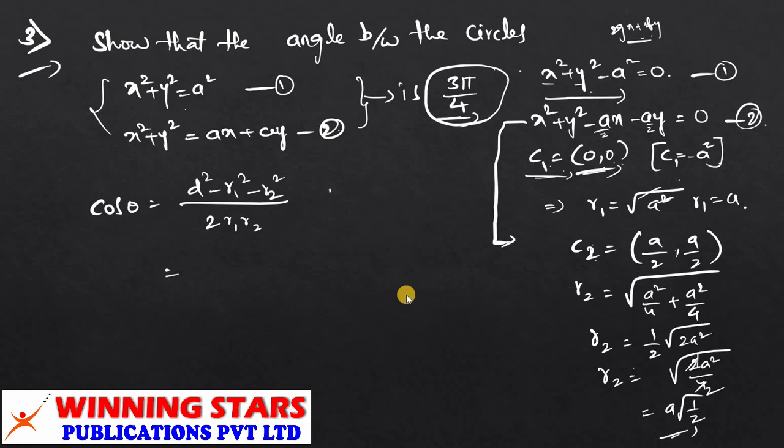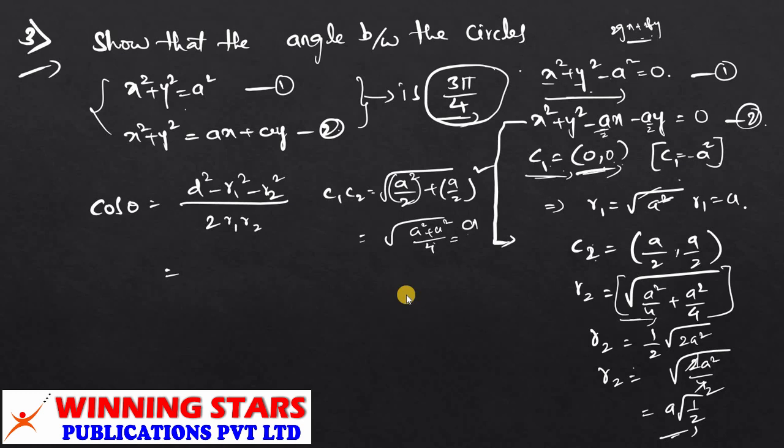So c1c2, that is d, is equal to under root of a by 2 whole square plus a by 2 whole square. It will become a square plus a square divided by 4, that is 2a square by 4, so d is equal to a by root 2, as we already know.